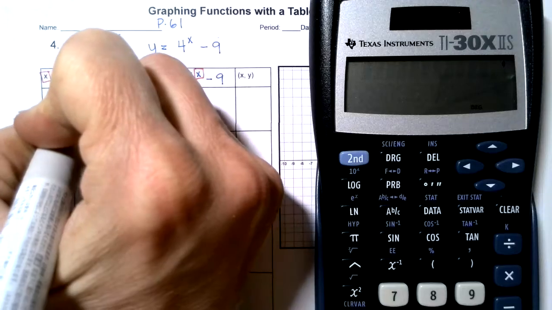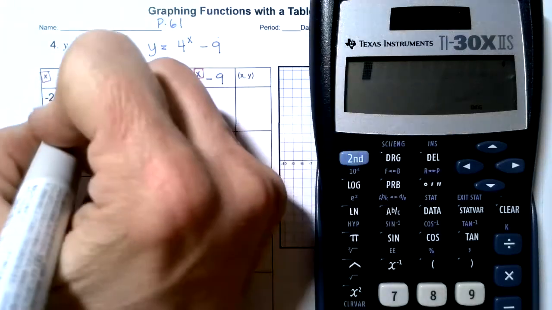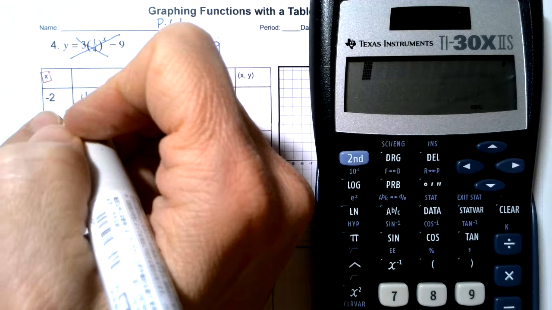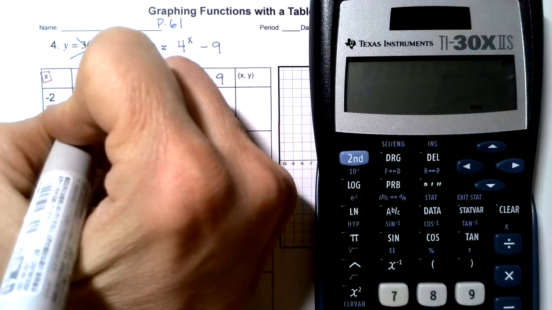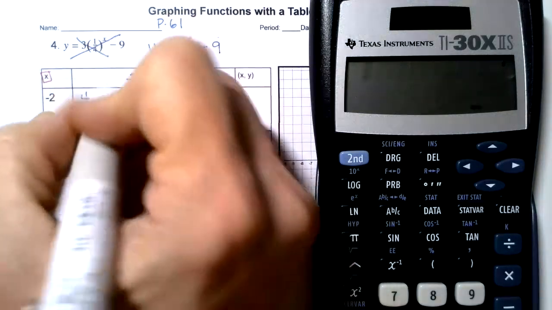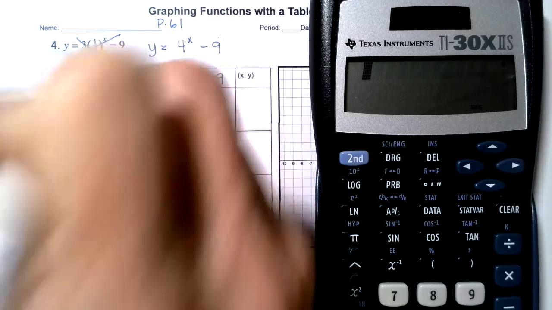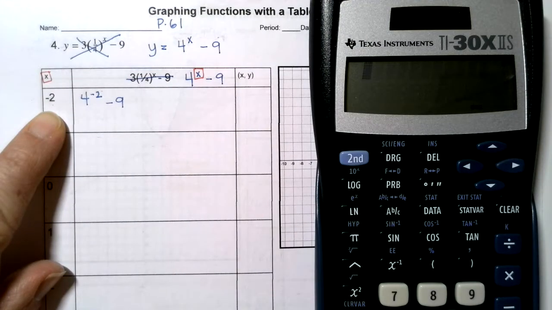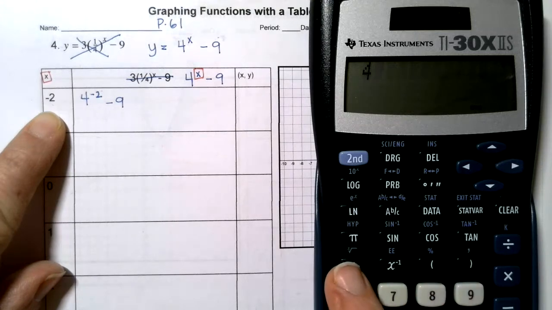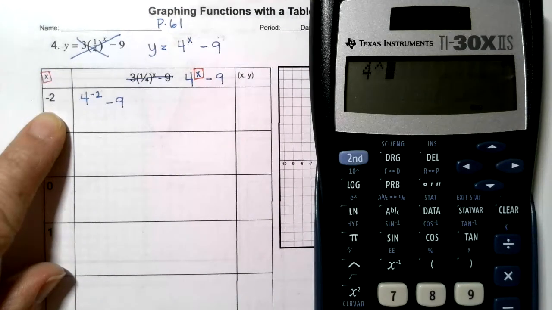So I'm going to take my given expression of 4 to the x. Well, for this first row, my x is negative 2. So that's 4 to the negative 2 minus 9. So I'm going to go to my calculator and I'm going to do 4, and my exponent is going to be this little, I called that a caret key. It looks like a little up arrow to show that what follows is an exponent, and then I'm going to type in my negative 2 next to that. So you can see that in the picture there.